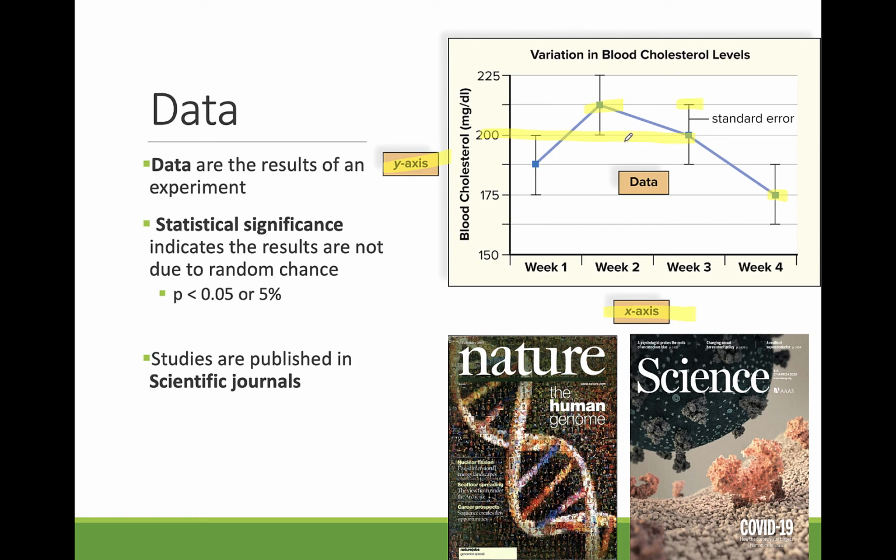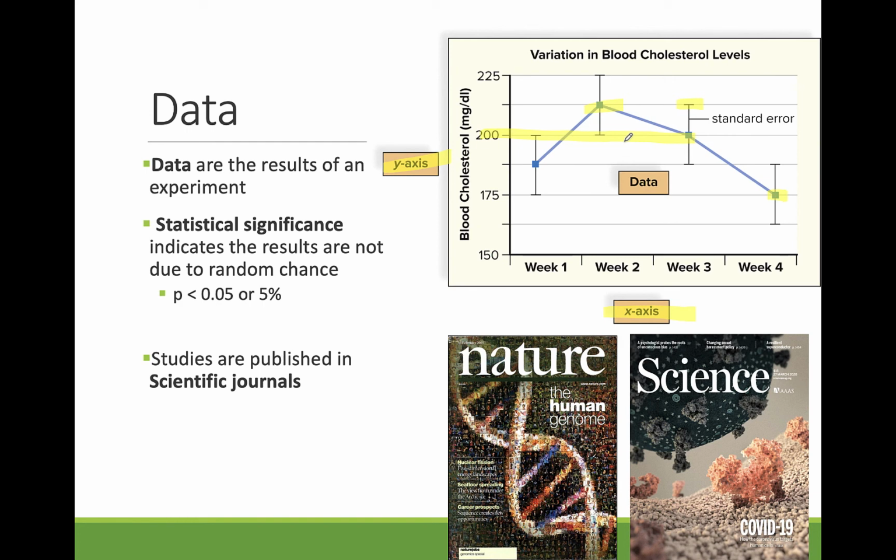Scientists use statistics to tell if this change in cholesterol is meaningful. Statistical significance means that the change in cholesterol levels is likely due to participation in the study and not just random chance. Scientists have agreed that if the probability is less than 5%, then the results are significant, not random chance.